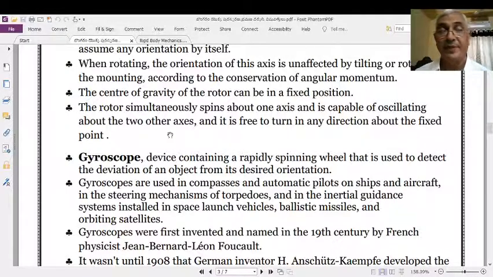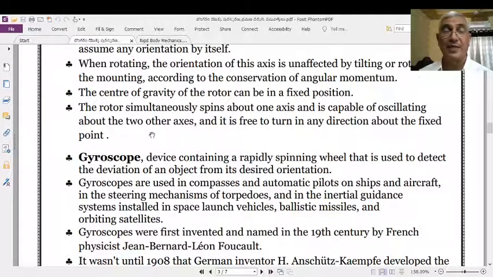Very important thing. Now this spinning disc spins around its own axis. That disc and its axis together, we will term as a system. This system, what will happen? It spins and it is capable of oscillating.